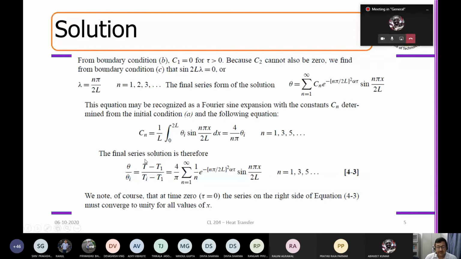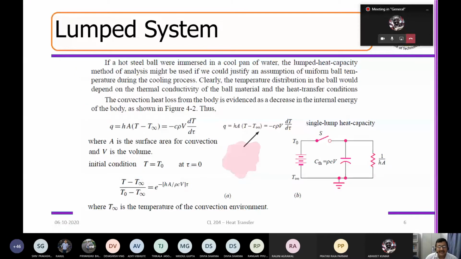So you can really see that this is possible analytically. And then what we did, we defined a system which is called a lump system, where we assume that this temperature change can be because of conduction, but this temperature change can also be because of this temperature.